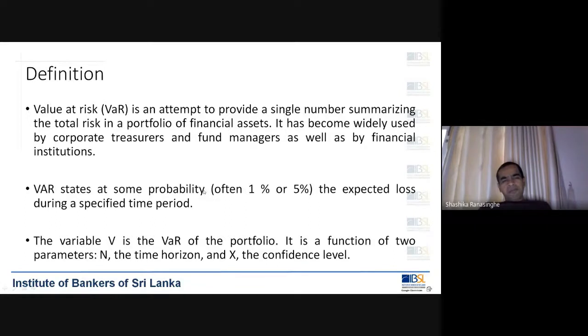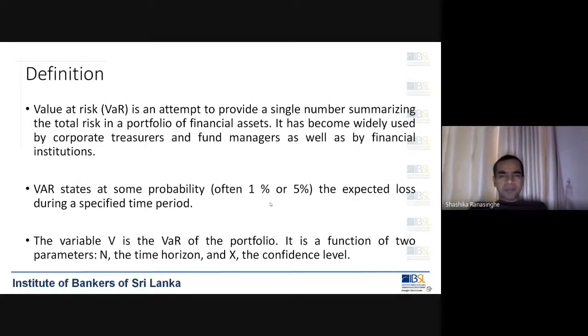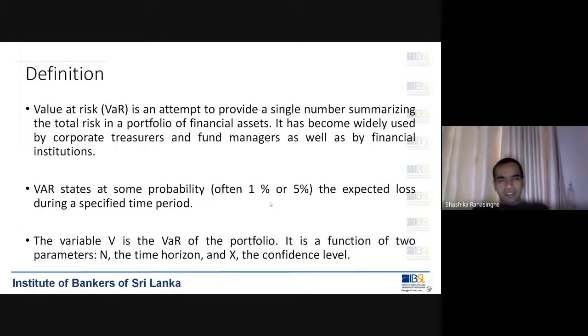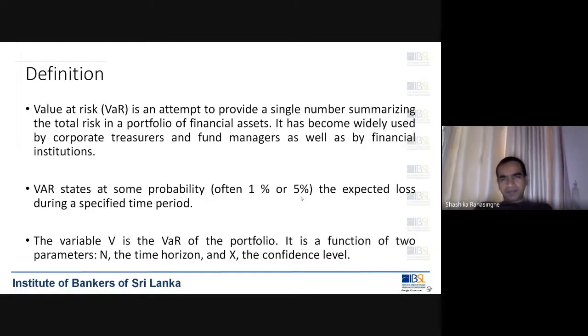So this probability of 1% or 5% is actually called the significance level, right? So you either need a significance level or a confidence level, which is 1 minus the significance level. If the significance level is 1%, that means the confidence level is 99%. Or when the level of significance is 5%, it means the level of confidence is 95%. And so it's very important that you have either the significance level or confidence level, and the time period.